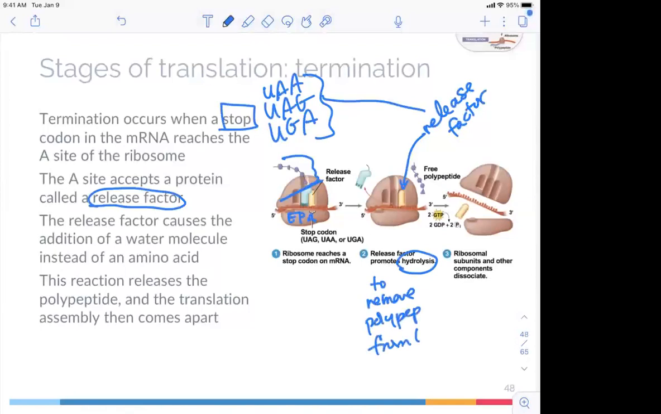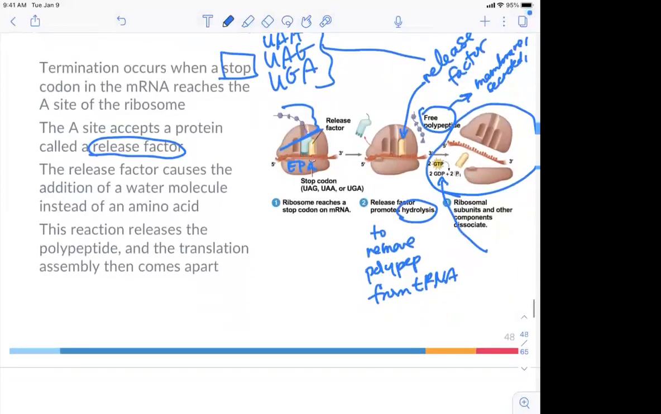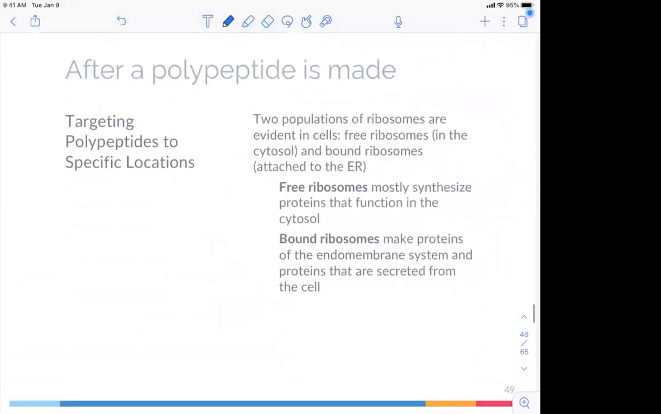from its tRNA, which means this whole complex, okay, your free polypeptide is going to go to wherever it needs to go, to the membrane. It's going to be secreted outside the cell. It's going to go to the Calvin cycle, wherever it's going to be needed, right? And then the ribosome will dissociate. It will fall apart. These steps do require energy, but that does stop translation.